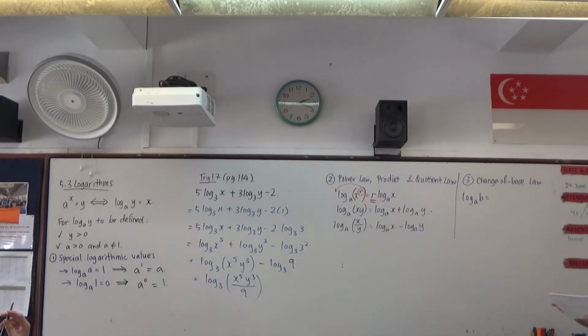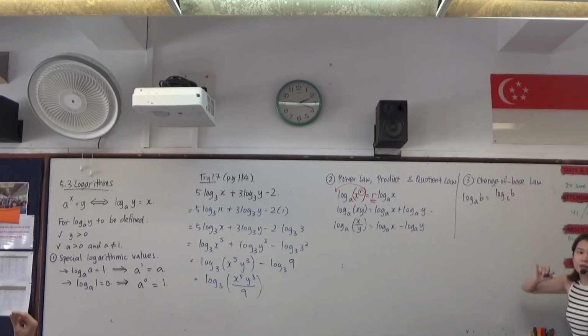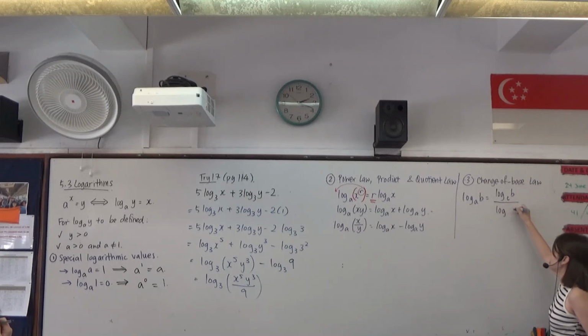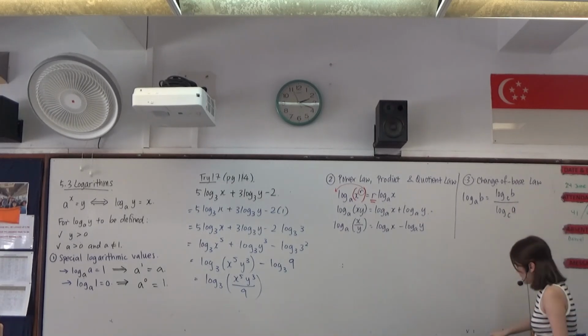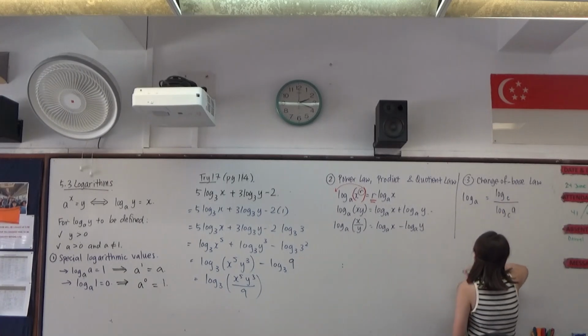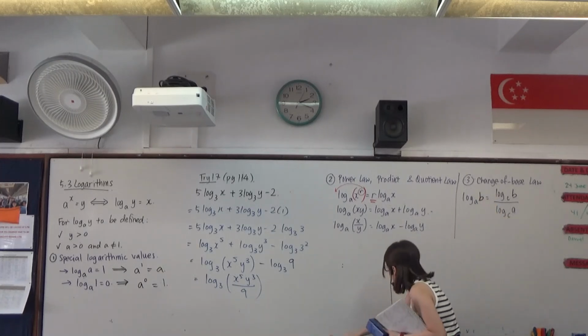if let's say I have log B base A, I can say log B base C if I want to change the base to C, divided by log A base C. So maybe some of you prefer things to be colored. So C over here.